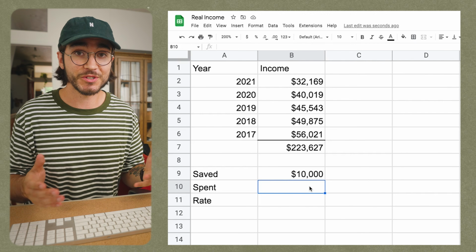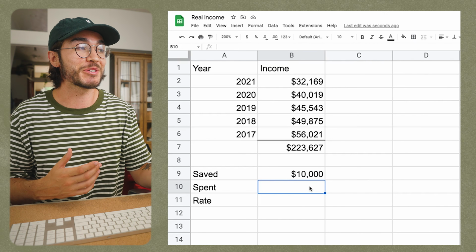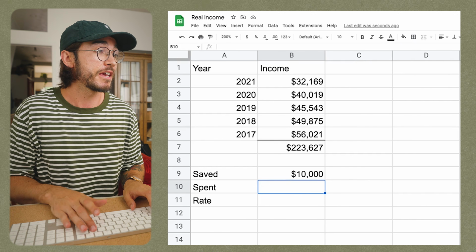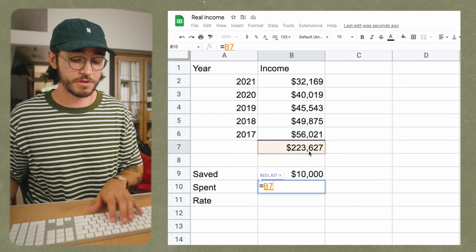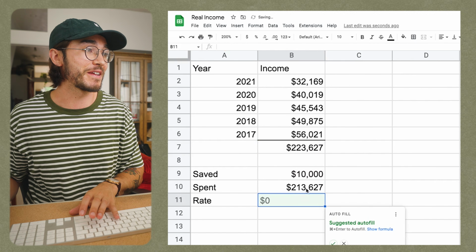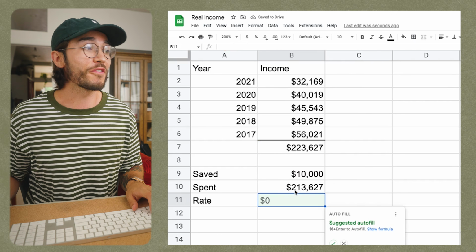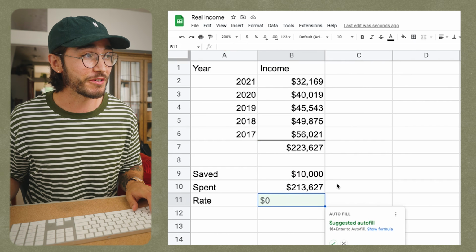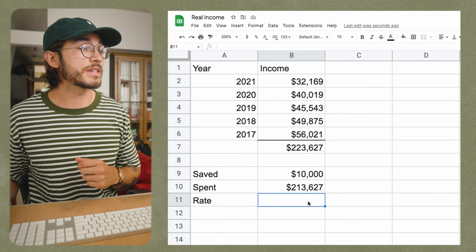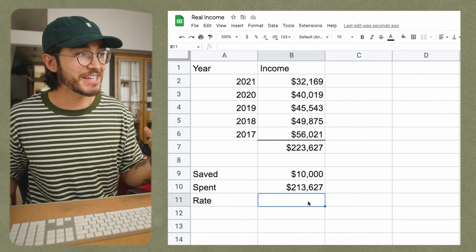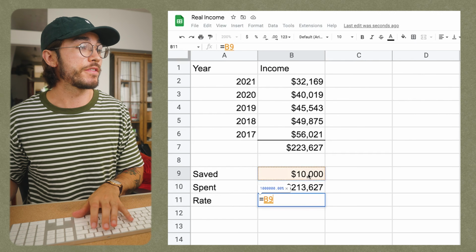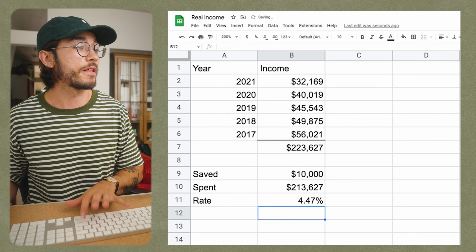count here as well. Next, we're going to use this information to tell us how much money we've spent over that period of time. So we can just simply say equals this number minus this number. And that tells us that we've spent, in the case of my friend here, over $200,000 over the past 5 years. And then finally, we can use all of this information to tell us what our total percent savings rate is over that period of time. So we can enter equals this number divided by this number.